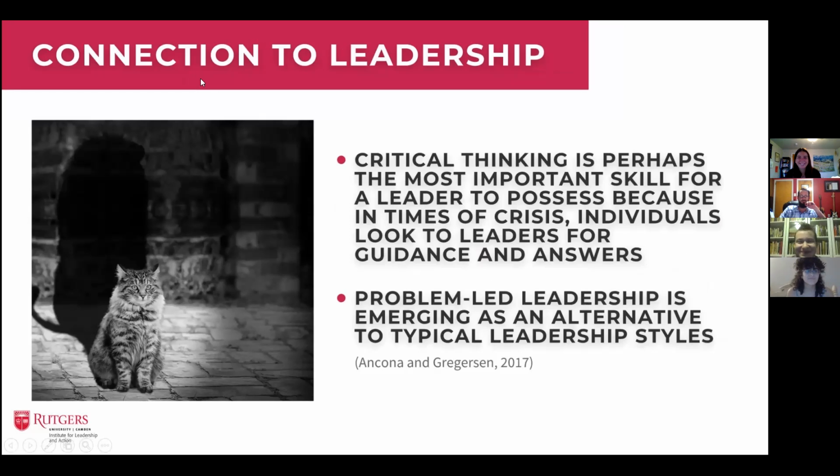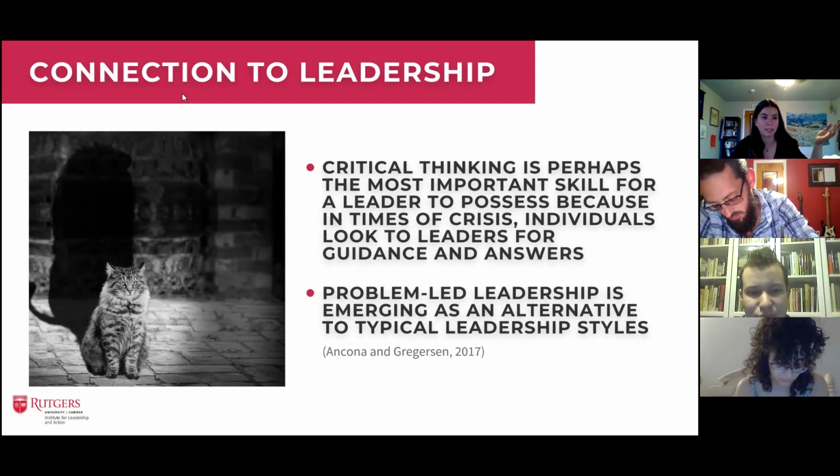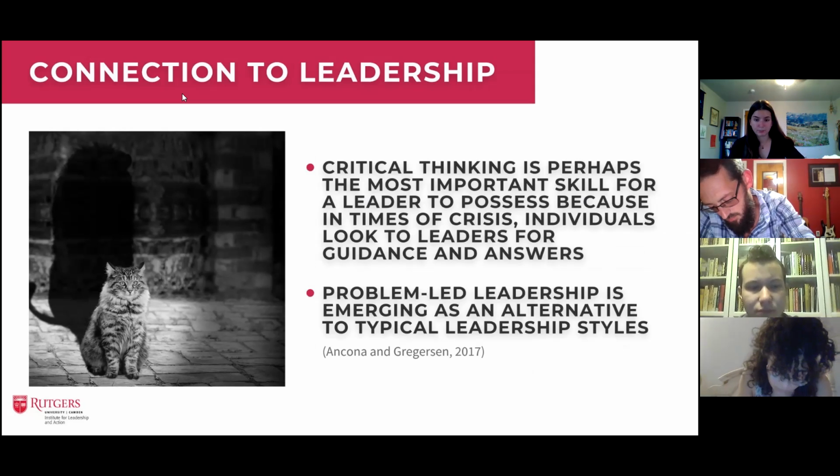Critical thinking is perhaps the most important skill for a leader to possess, because in times of crisis, individuals are going to look to the leader for guidance and answers. So as a leader, you want to be able to deliver a calm and well thought out plan for whatever the situation might be. As the leader, people are going to look to you, and it's important that you are using these skills and the different problem solving techniques that we just mentioned to be able to provide that positive leadership.